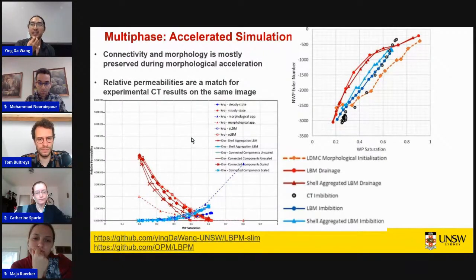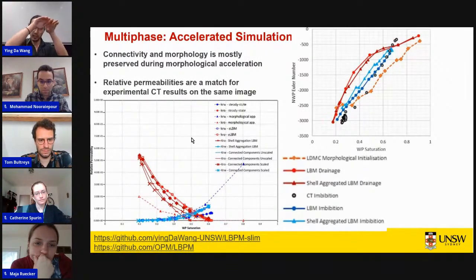I think that you would have to implement a smarter morphological transformation. In this particular implementation, the morphological transformation is very simple. It's just a shell that is removed or added to the non-wetting phase as a function of the distance from the phase interface. The philosophy behind this approach is that LBM is supposed to deal with everything else once you do that transformation.